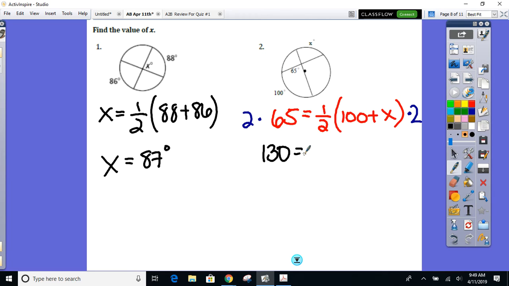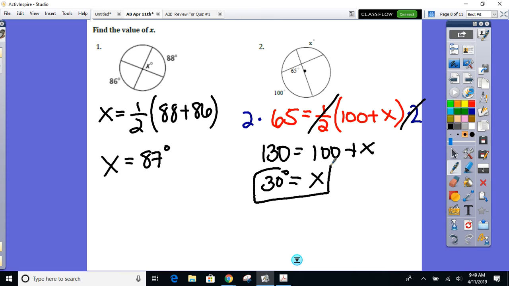Hey, look over here. Stop. That's it. These are gone. This 2 does not apply to anything inside the parentheses. 100 plus x is left. When you multiply by 2, you're just getting rid of the 1/2. And then move the 100 over. X is 30 degrees. Yes.